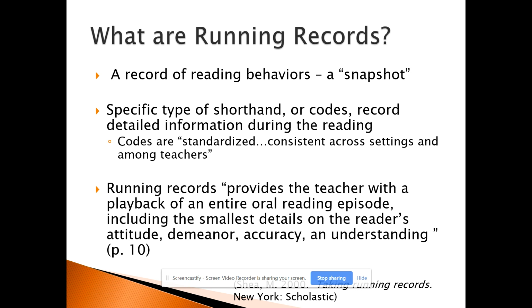Running records also provide a teacher with playback of an entire oral reading episode, including the smallest details of the reader's attitude, demeanor, accuracy, and understanding. In a really quick 100 words or less, with one student reading and you assessing their reading, you get so much information out of that little bit of time and effort from the student.